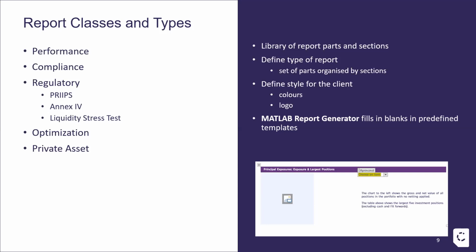Here I have an example of a part that would be part of a compliance report. This is a part for principal exposures, where we would have a plot and a table showing the exposure and the largest position. So the placeholder that you can see on the right-hand side with the grayish image is where MATLAB will fill it in with a plot. And the placeholder that is highlighted on the right-hand side, that has the name R principal instruments or something like this, will be filled with a table showing the principal instruments.